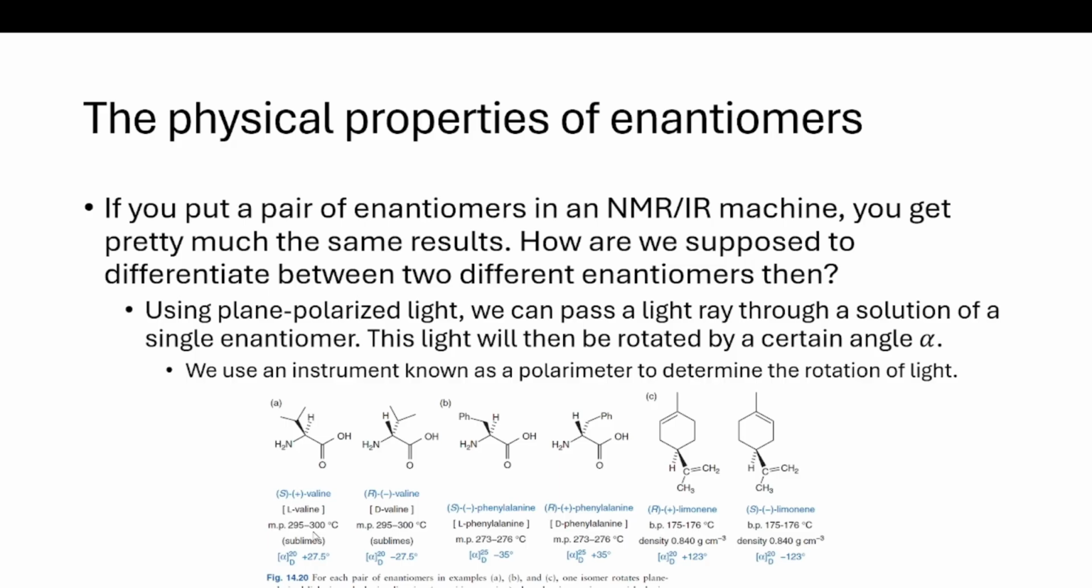So in fact, in this image right here, we have our enantiomers. And this value right here, alpha 20 D, refers to the angle of rotation from light that comes from a sodium lamp, pretty much. And you can see with S-valine and R-valine, these angles are directly opposite of each other. And so therefore, we can differentiate between these enantiomers just using that polarimeter.